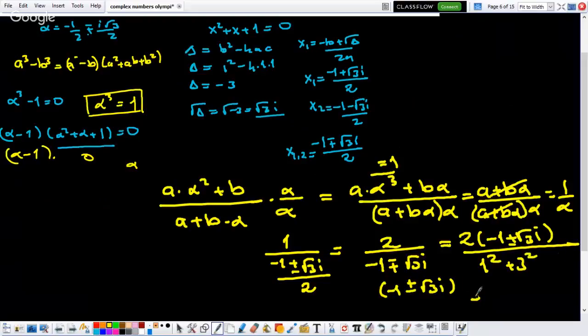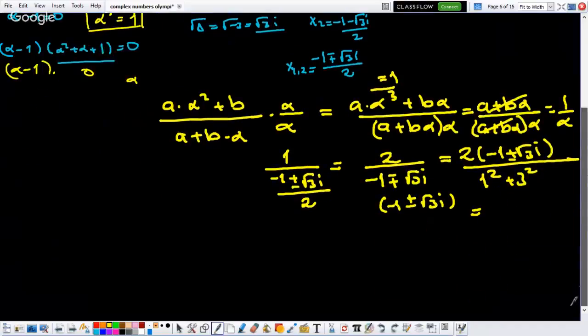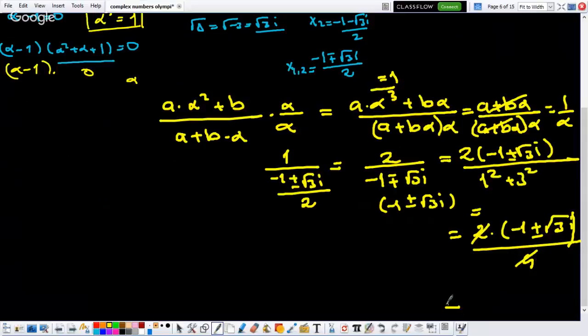So the answer is going to be equal to, here I'm going to write the last part. It's going to be equal to 2 times minus 1 plus 3i over 4, which if you simplify, minus 1 plus 3i over 2. This is the value of a alpha square plus b over a plus b alpha, and I only made here a multiplication by alpha over 2, which is equal to 1.